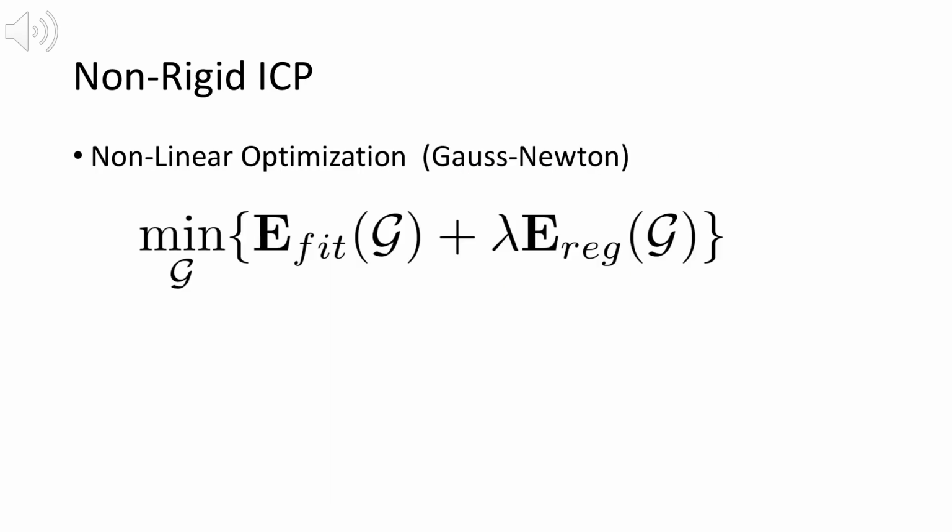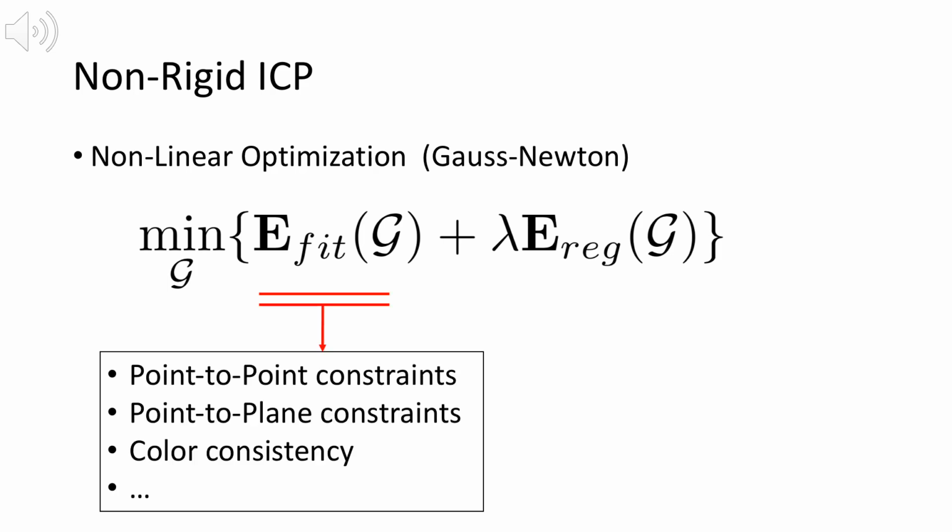Given two RGBD frames, the nonlinear optimizer Gauss-Newton determines the graph parameters that minimize this energy function. Here the E-fit is the data fitting term that measures the closeness between the warped source frame and the target frame. The term E-reg is the regularization term.